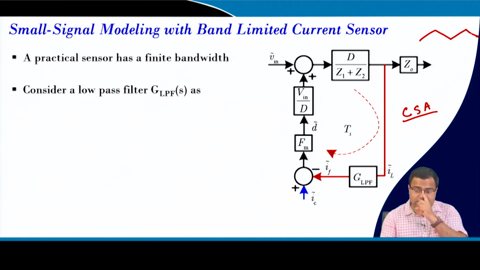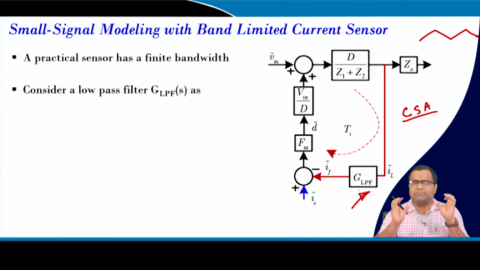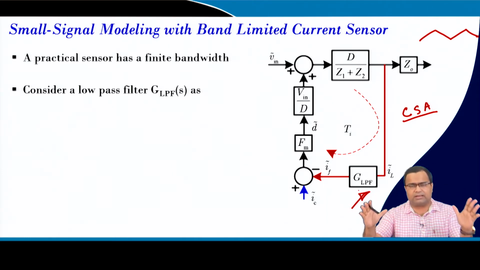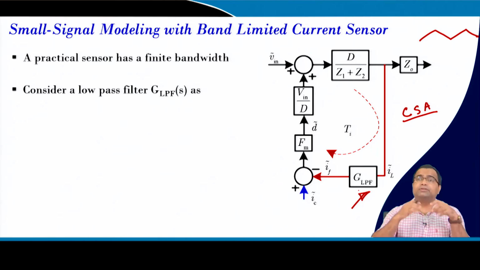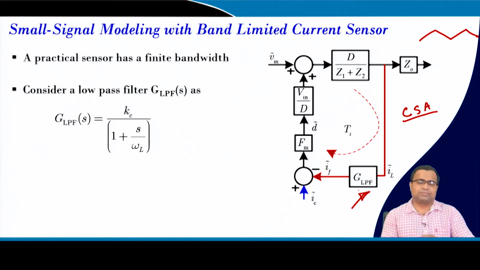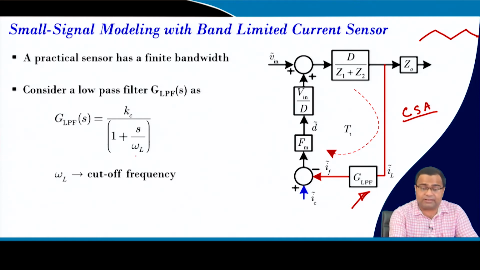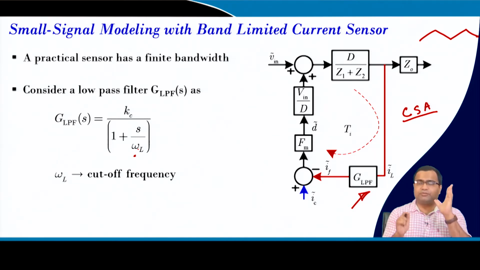Then we can consider a low pass filter. If the bandwidth is high, then it will reasonably represent the traditional current mode control, but if that bandwidth is smaller, then we need to see the effect. So, we are taking a very simple first order low pass filter, where the cutoff frequency is this, and this cutoff frequency will play a significant role. How are you going to set it?